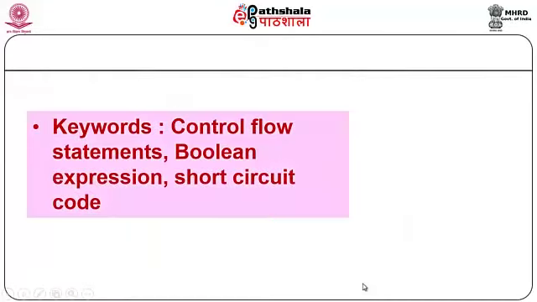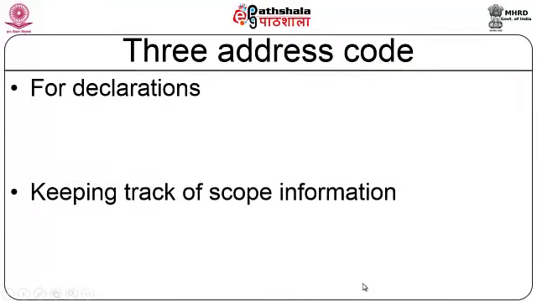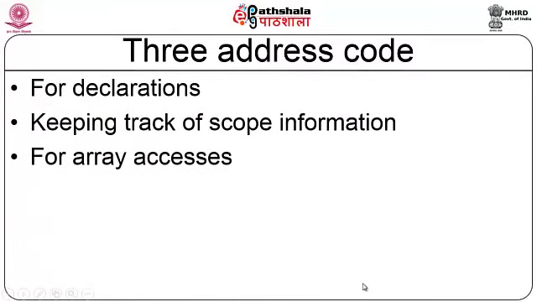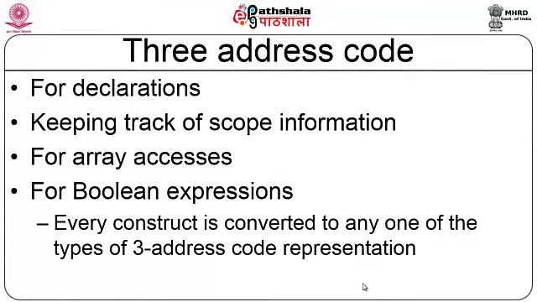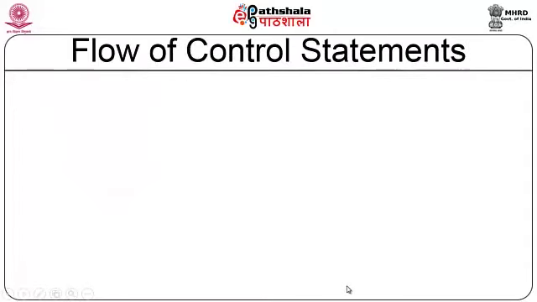So, these are keywords pertaining to this module. This is what we have seen so far: 3-address code for declarations, 3-address code for keeping track of scope information of the variables, for array accesses, and for Boolean expressions using a simple 3-address code representation.